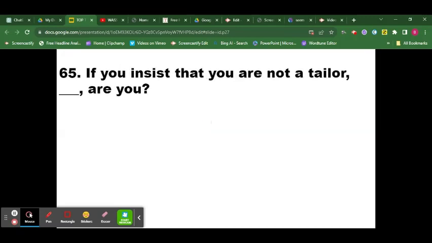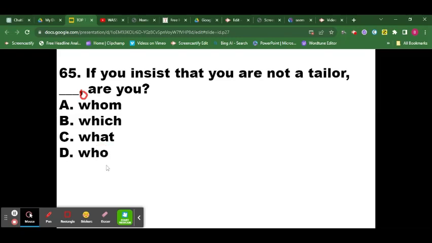65. If you insist that you are not a tailor, dash are you? Of course, the last comma is not necessary. Okay, the other comma is acceptable. Option A, whom. B, which. C, what. D, who. The correct option is D, who. If you insist that you are not a tailor, who are you?